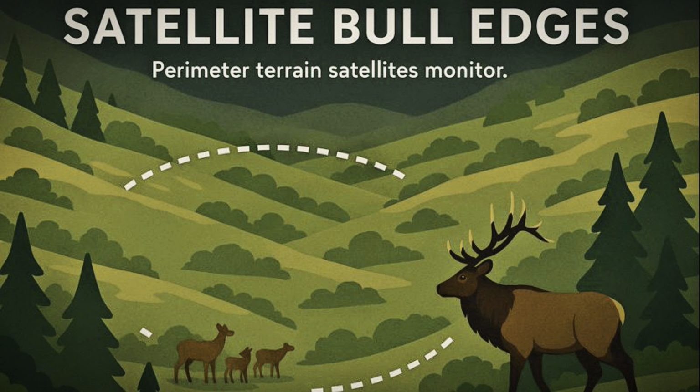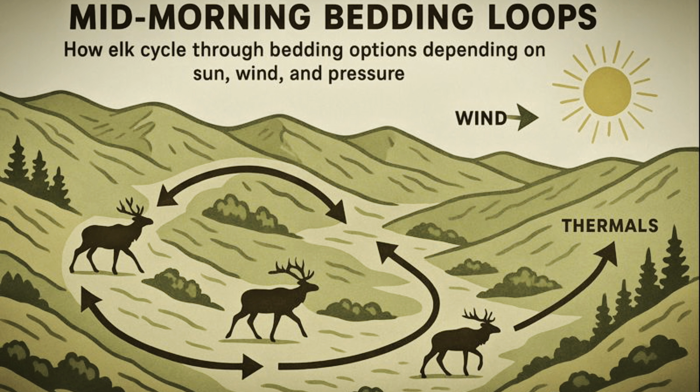Number 92 is satellite bull edges. Just your perimeter routes that satellite bulls will use to monitor herd activity where they're sneaking around trying to stay out of trouble but maybe sneak in and grab a cow. They're great for ambush locations. Number 93 is your mid-morning bedding loops. That's where your mule deer and elk shift bedding based on the sun, wind, and pressure, and a lot of times hunters can intercept during those transitions.